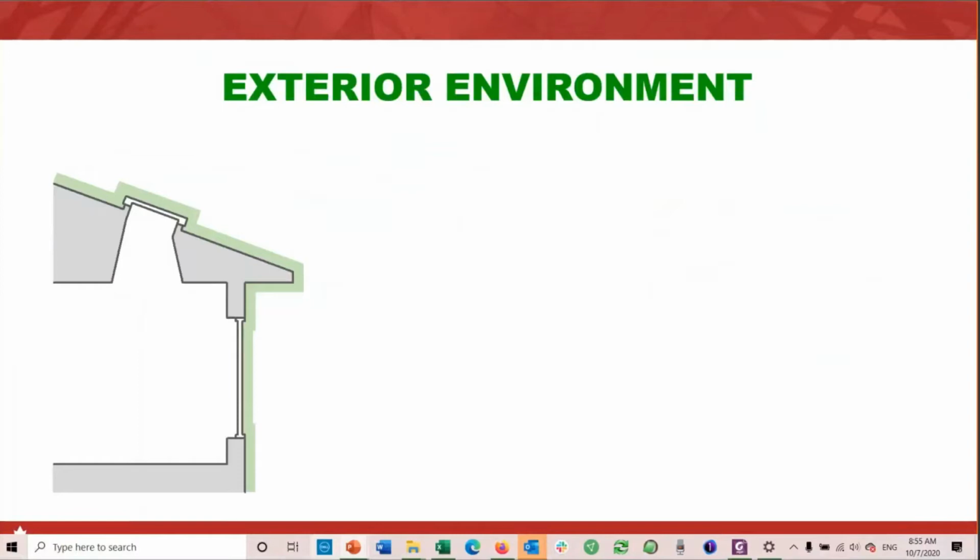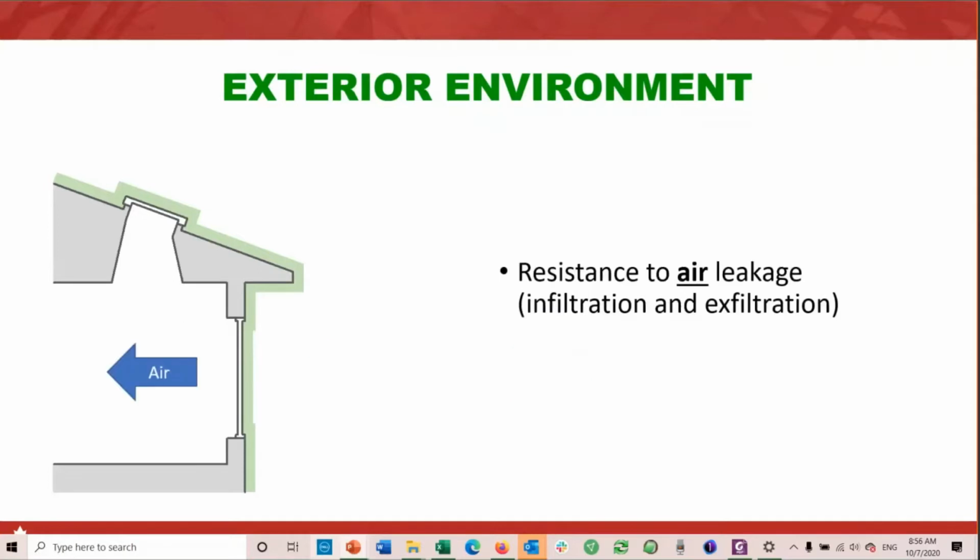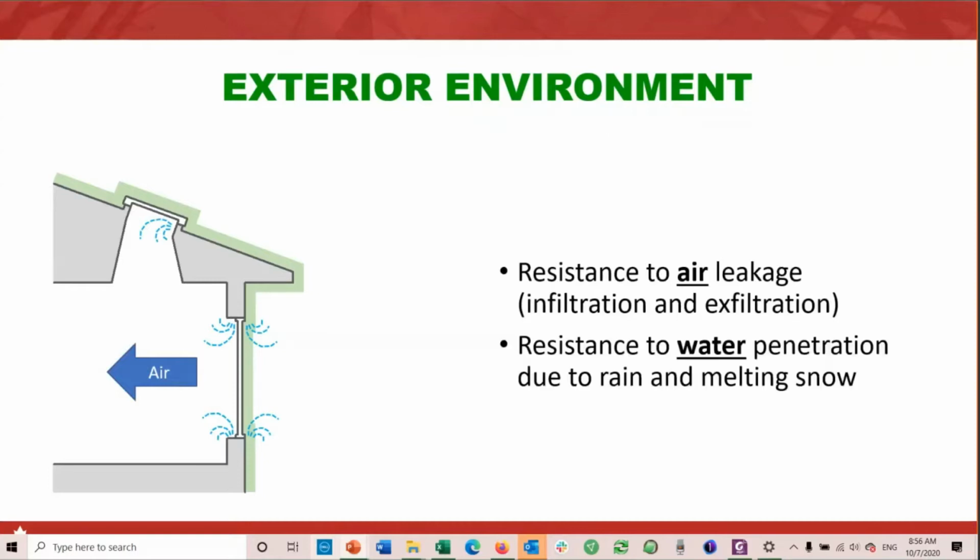When we think about it, the enclosure of the building here is in Part 5. The main thing that Part 5 of the code is concerned with is that the enclosure of the building is protecting us from air leakage. Resistance to air leakage is a property that the enclosure must have, and windows, doors, and skylights as elements of the enclosure must also have resistance to air leakage.